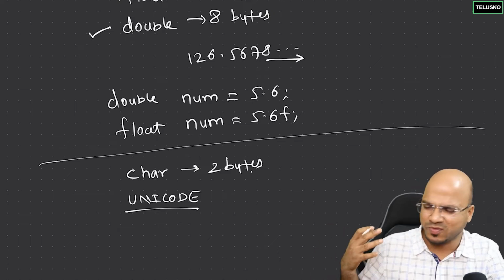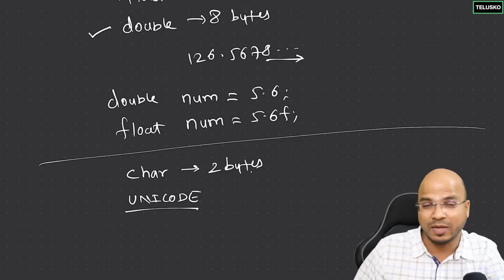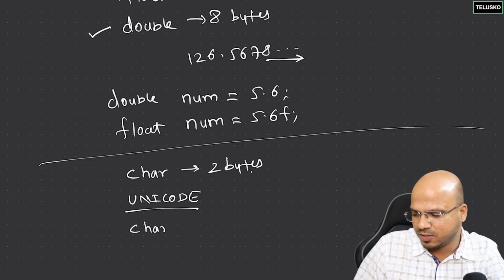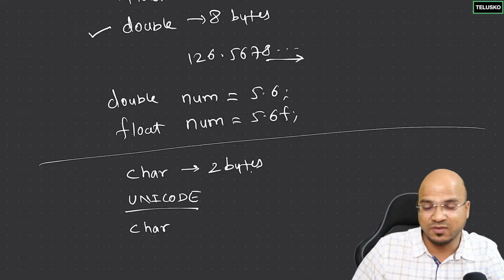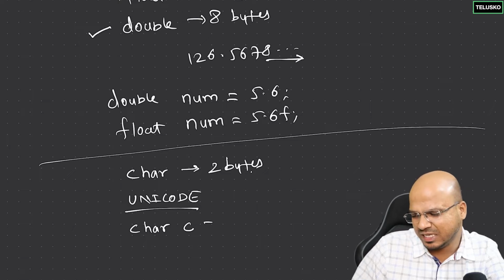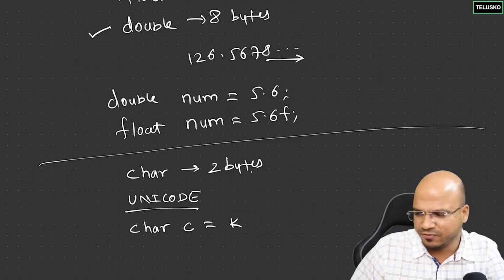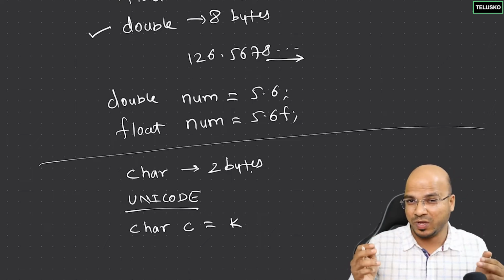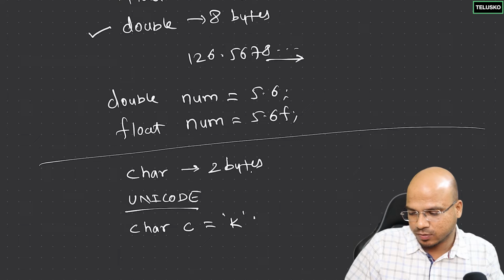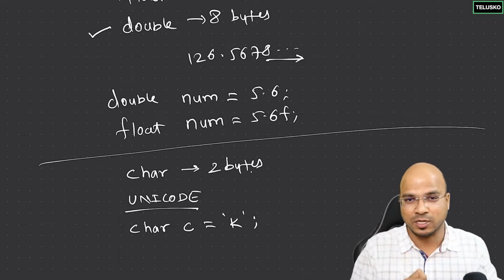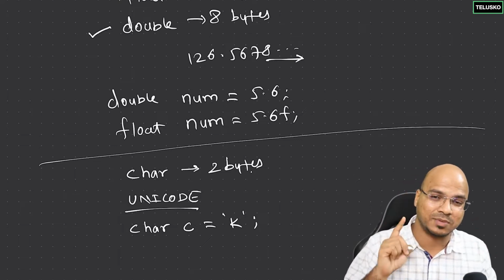So of course, you can work with any type of characters you have. And if you want to define a character variable, it's very simple. You say char, and then you specify the variable name, let's say c, equal to whatever character you want to assign. Let's say I want to assign a character which is K. Now in this case, can we use double quotes? Double quotes are for string, right? For character, we have to use single quotes, and you have to put your character in single quotes. And remember, it will only accept a single character.